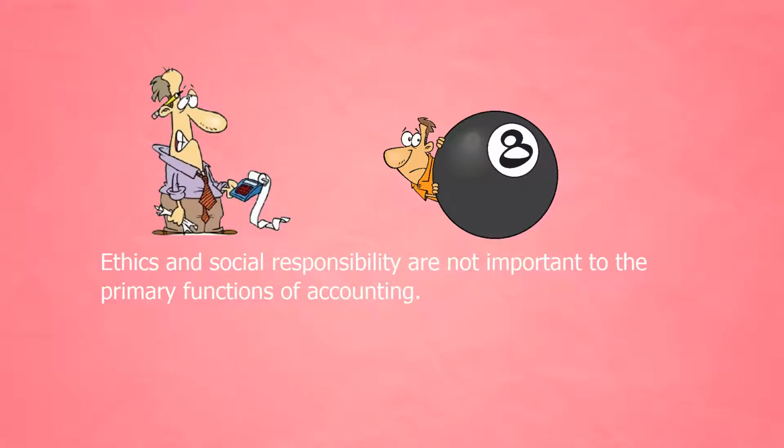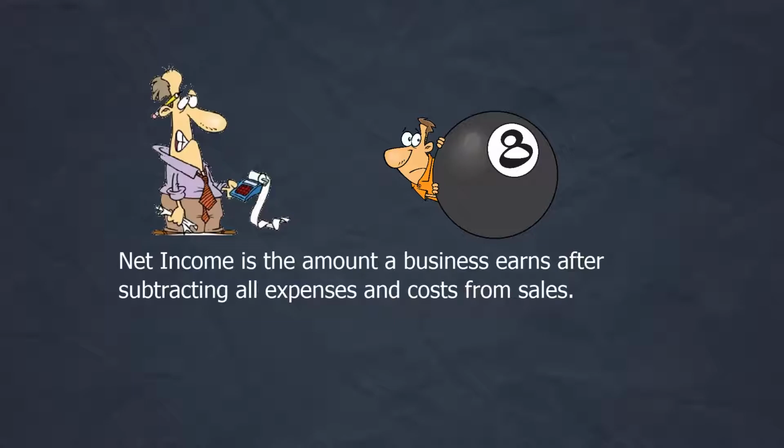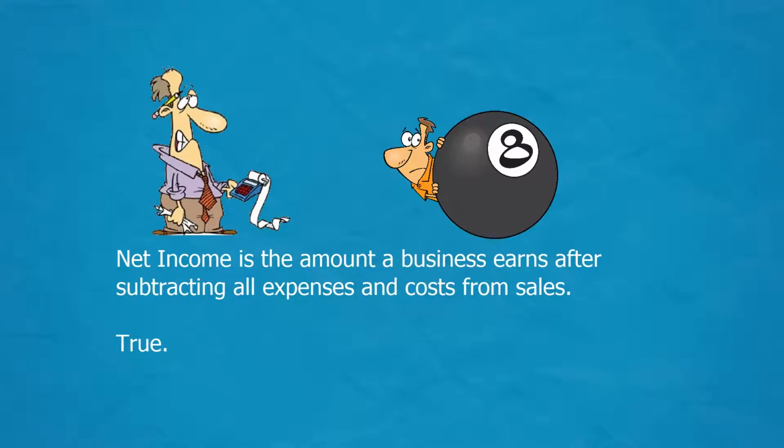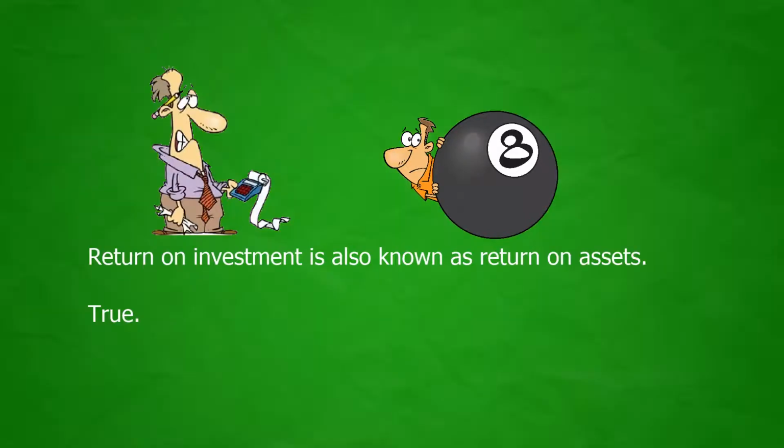Ethics and social responsibility are not important to the primary functions of accounting. False. Net income is the amount a business earns after subtracting all expenses and costs from sales. True. Return on investment is also known as return on assets. True.